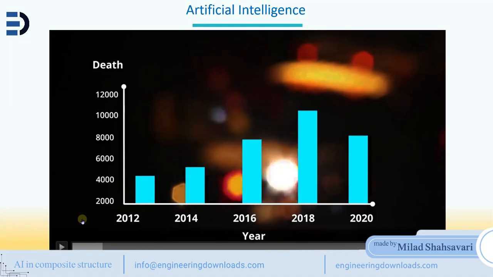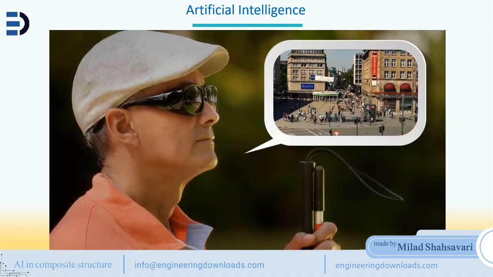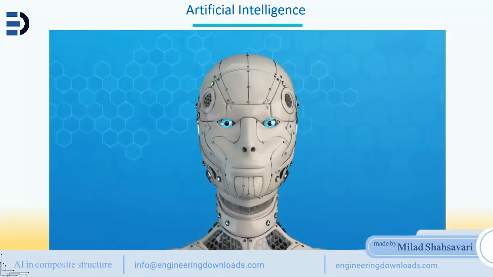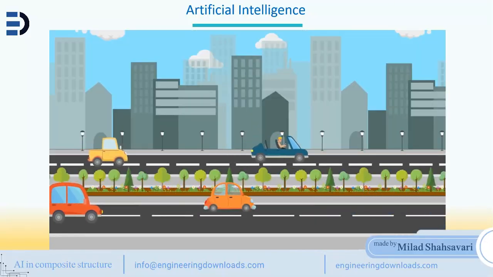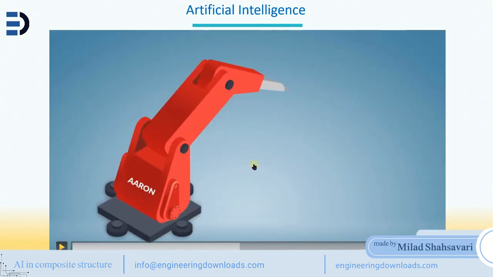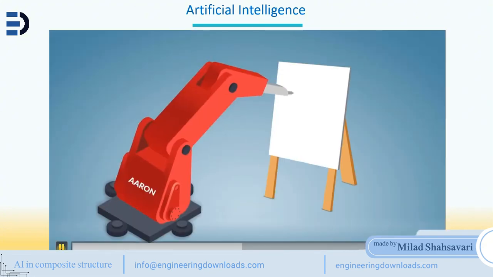Let's continue. As you saw, and I'll explain more in detail later, AI has entered various aspects of human life and has made significant contributions. For example, it can assist a visually impaired person in living a more comfortable and independent life.